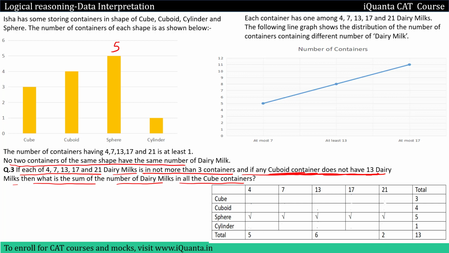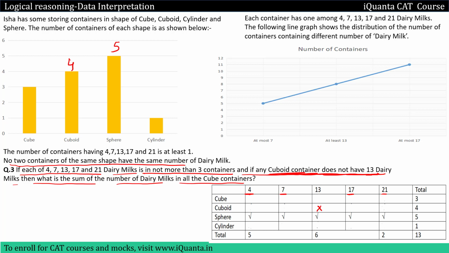No 2 containers of same shape have same number of dairy milk. So that is why I have put tick. Then we were given that if any cuboid container does not have 13 dairy milk, so for cuboid container 13, we'll put a cross over here. Now we already know that we had 4 cuboid containers. A cuboid container cannot have 13 chocolates. So definitely the remaining 4, they will have 4, 7, 17 and 21 chocolates respectively.